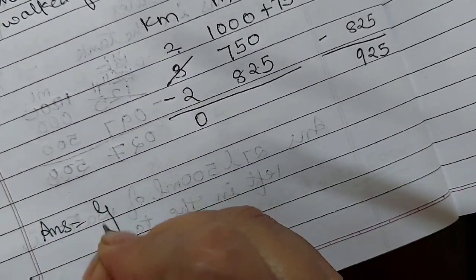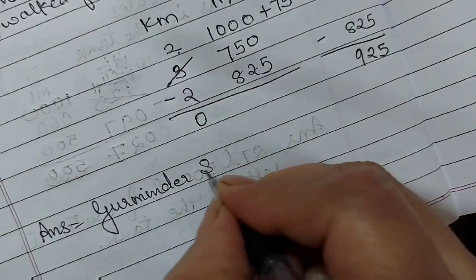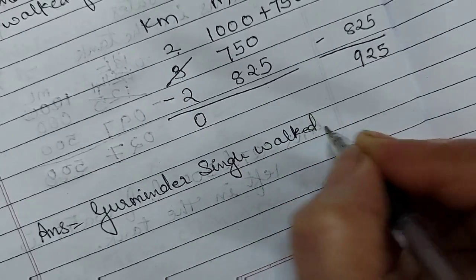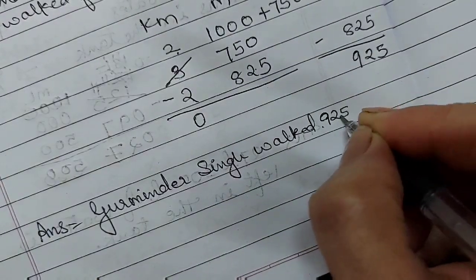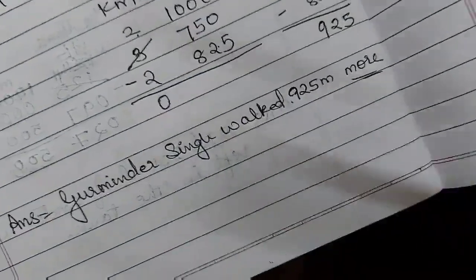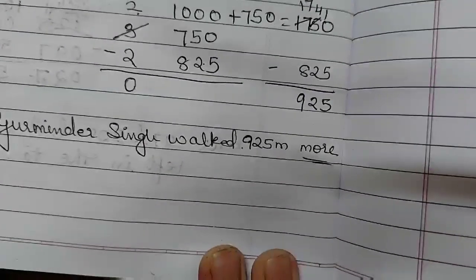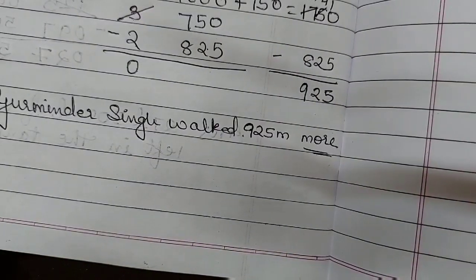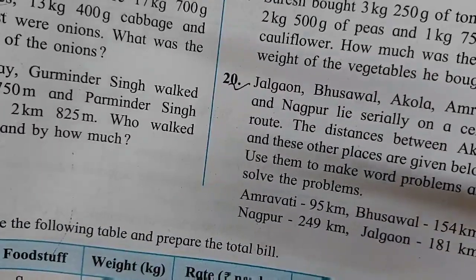Answer: Gurminder Singh walked 925 meters more. So what is the statement? Gurminder Singh walked 925 meters more. Okay children, moving further to the next sum, that is sum number 20.